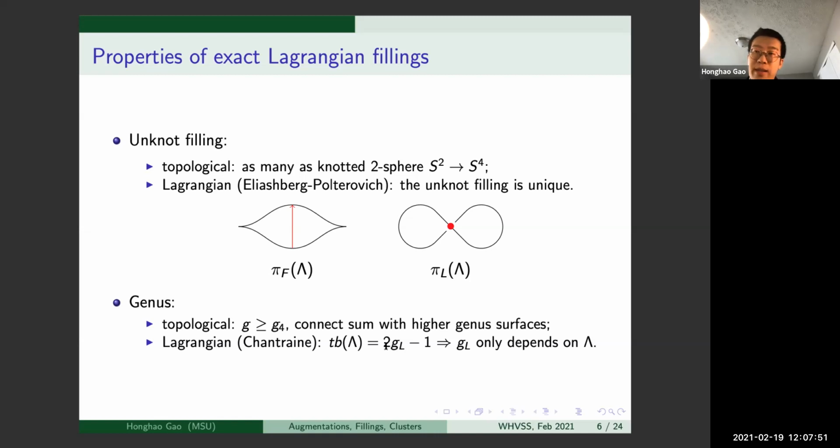So if you look at the left-hand side of the equation, this is an invariant of lambda. It doesn't depend on the filling. Which implies that if a Lagrangian link is fillable, then all the fillings must have the same genus.